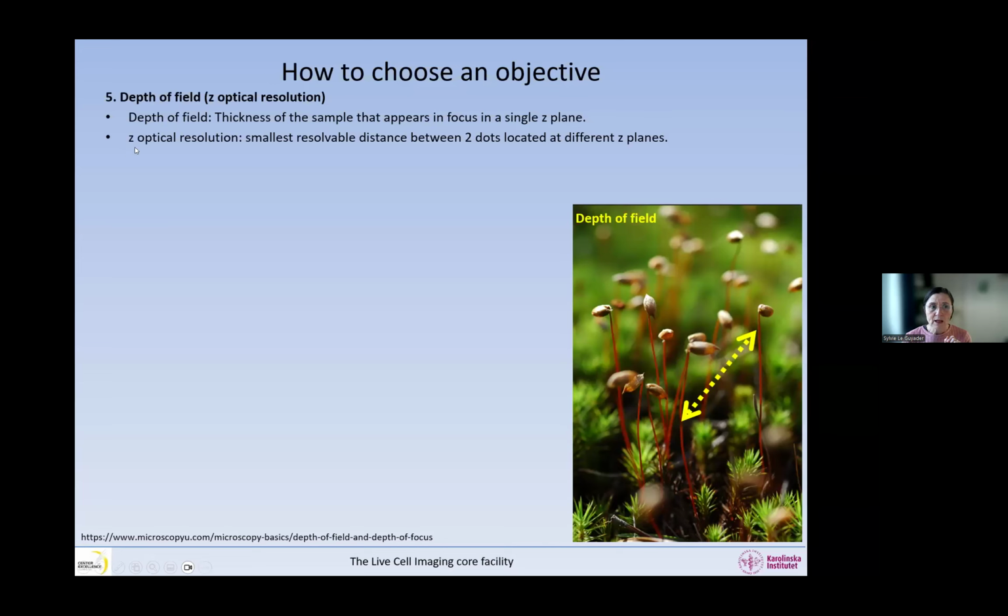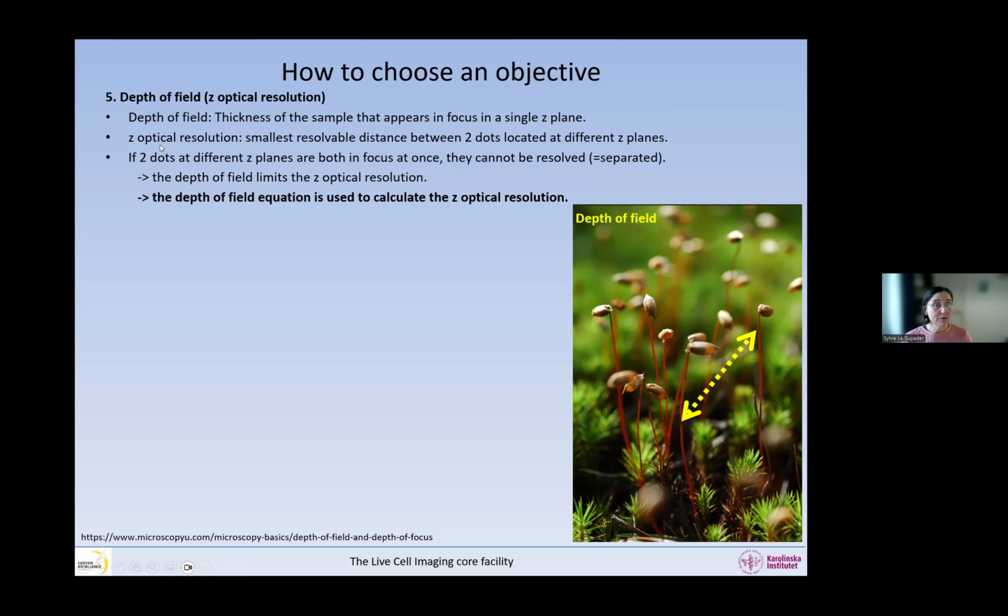So the Z optical resolution is the smallest resolvable distance between two dots located at two Z planes. But if two dots are at different Z planes, but in focus at the same time, we cannot resolve them, we cannot separate them, we cannot tell that they are at two different Z planes. So the depth of field limits the optical resolution, and the depth of field equation is the one that we're going to use to calculate the Z optical resolution.